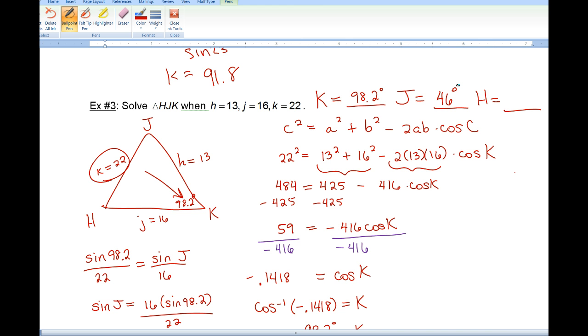What do you get for the last angle? They all have to add up to 180. 35.8. All right.